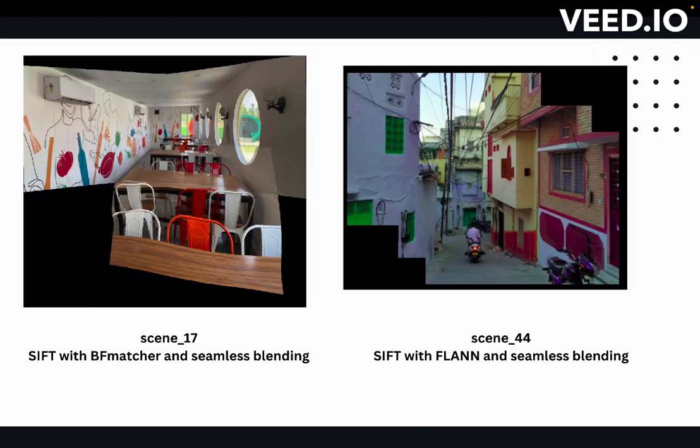And after rigorous permutations and combinations, we observed that we got the best results for SIFT with BF matcher and seamless blending. The second image is also pretty good considering FLANN is quite faster than BF matcher, but it is highly subjective to the dataset and image properties. We will use SIFT plus BF matcher and seamless blending for our default FISB pipeline.